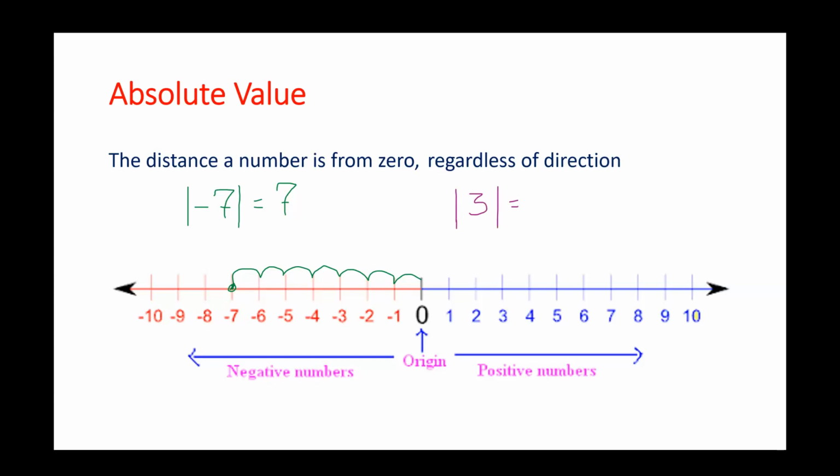What's the absolute value of +3? Again, we have two vertical lines and the number 3 in the middle. To go from 0 to 3, you would need to take 3 steps to the right. We don't care about direction, just the number of steps. So the absolute value of +3 is 3.